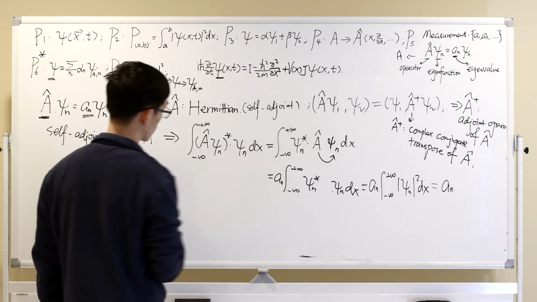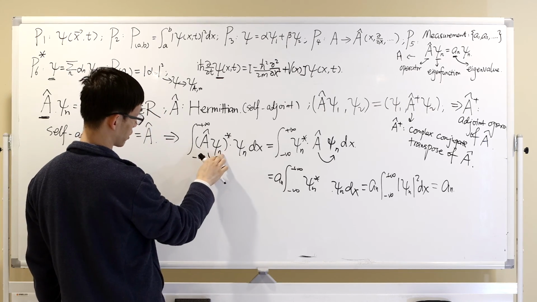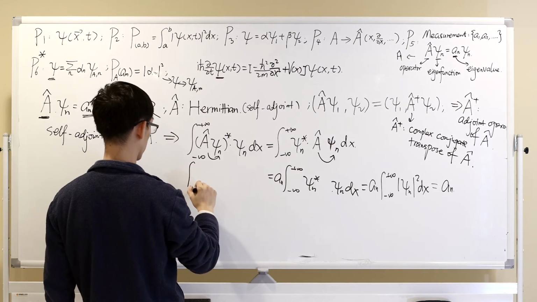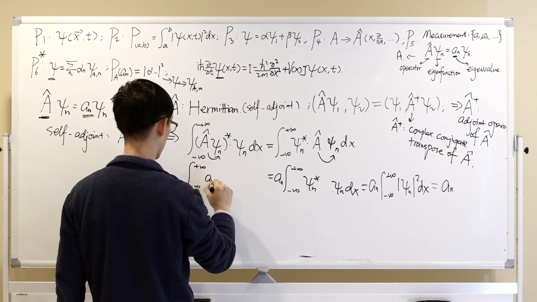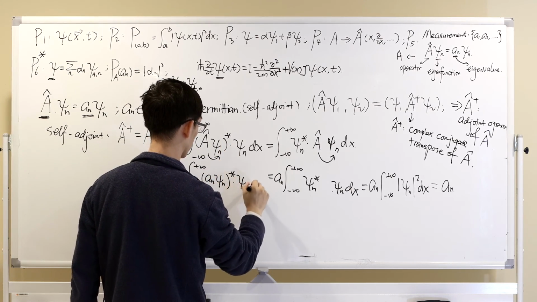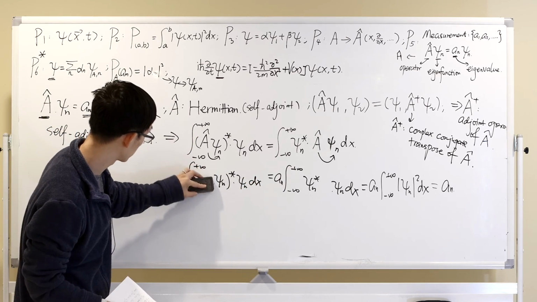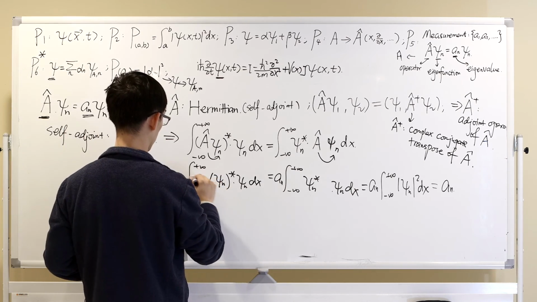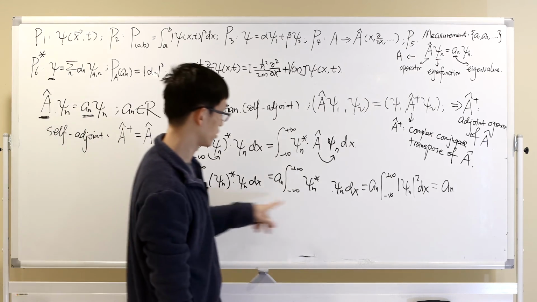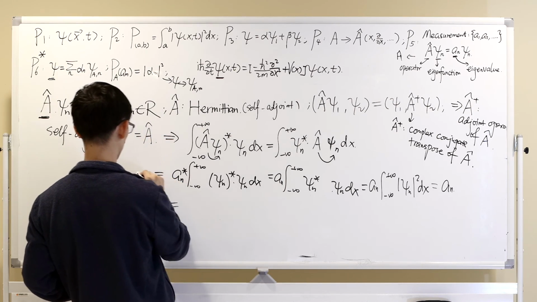Now let's look at the other side. Again, if you have A act on ψn, it will give you an ψn, but then you have to do a conjugate of ψn dx. If you do the conjugate, then what happens is that the conjugate of an comes out. And then ψn with its conjugate is just the same as this term. So this side will become an star.